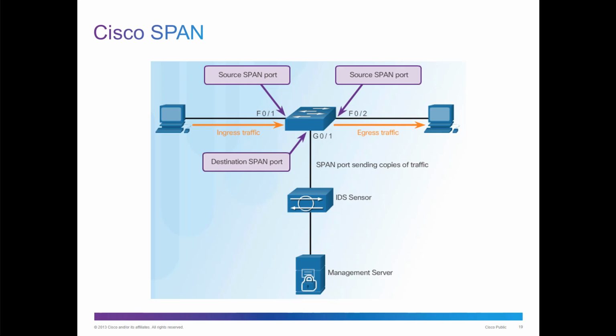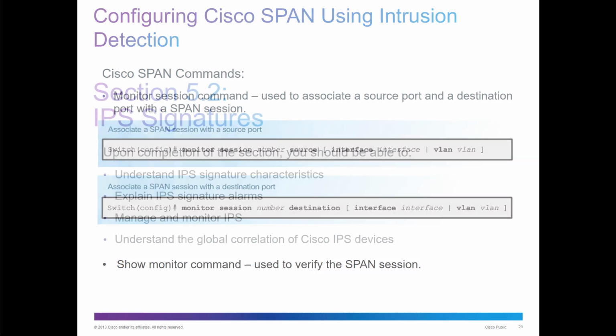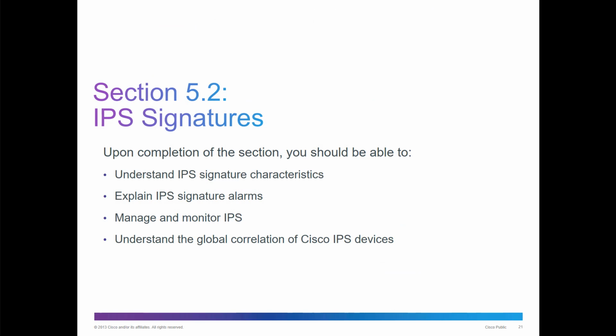Alright, so let's talk about how we configure it. On the switch, we can do monitor sessions. We can set the appropriate session number. We can set source or destination interfaces and/or VLANs. That way we can use this monitor session command to associate source ports, destination ports, and all that fun stuff.